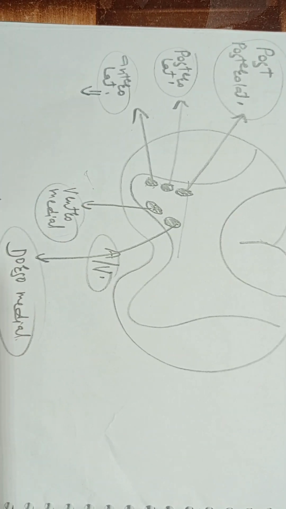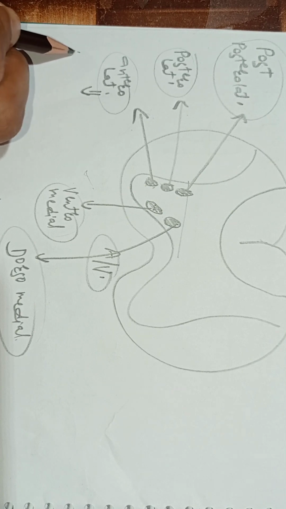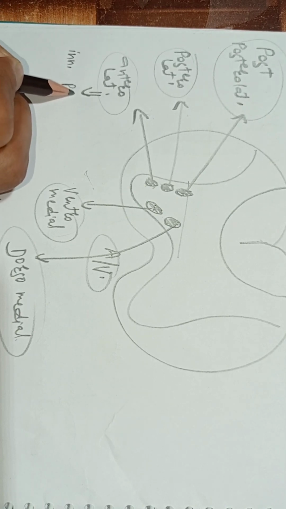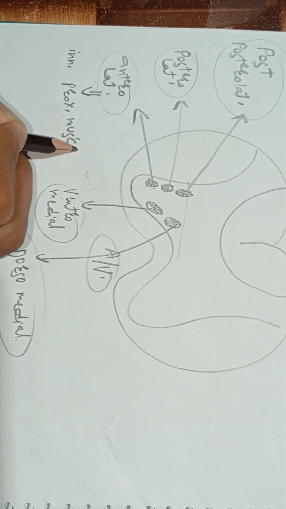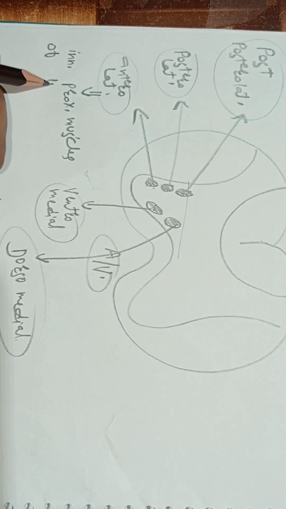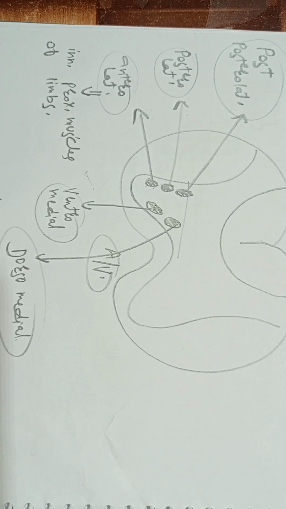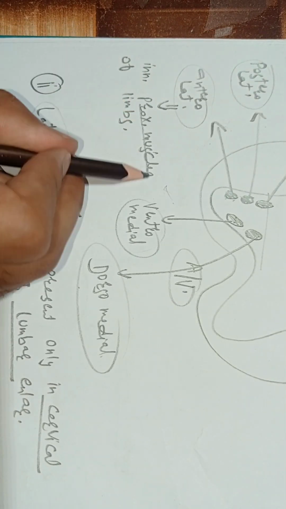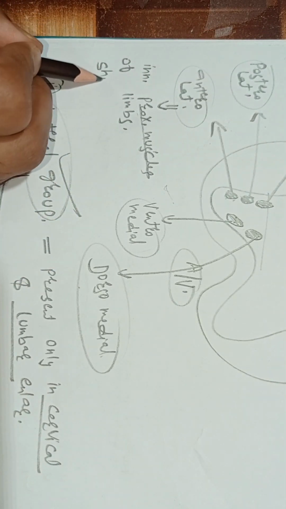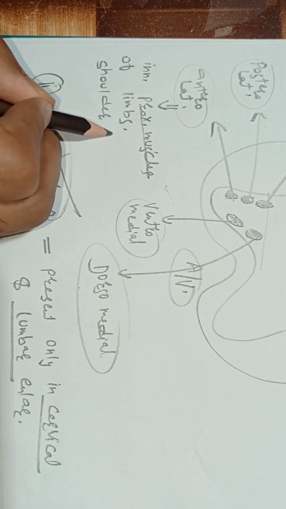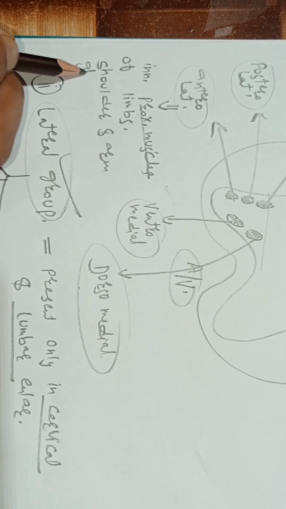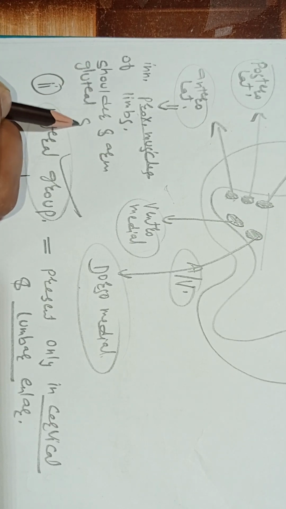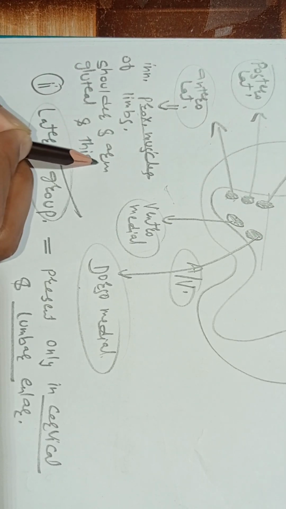This anterolateral nucleus innervates proximal muscles of limbs. These muscles are present in the proximal part. It means the shoulder and arm in the upper limb, and the gluteal region and thigh in the lower limb.